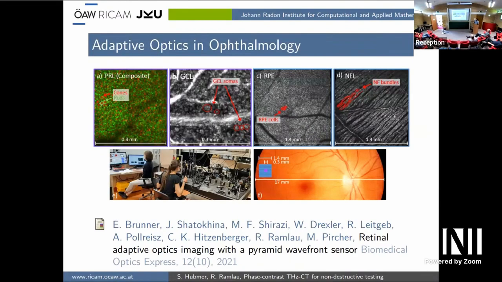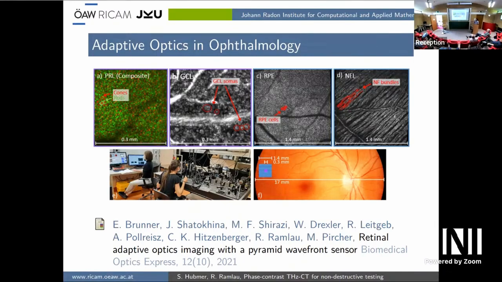Just a second. I wanted to show you, before I told you that we have transferred the pyramid sensor to ophthalmology, and here you can see how such a thing would look like. So here's one of our colleagues. She's sitting looking into a laser, basically. And here's all this stuff going on with the pyramid sensor, which is only about this small.